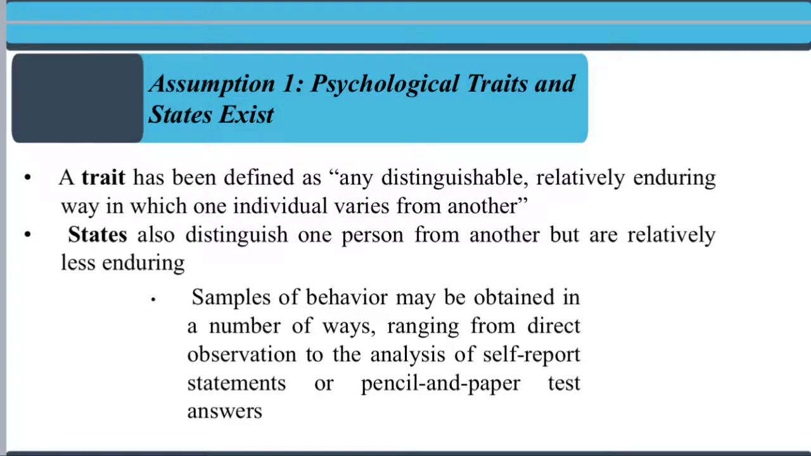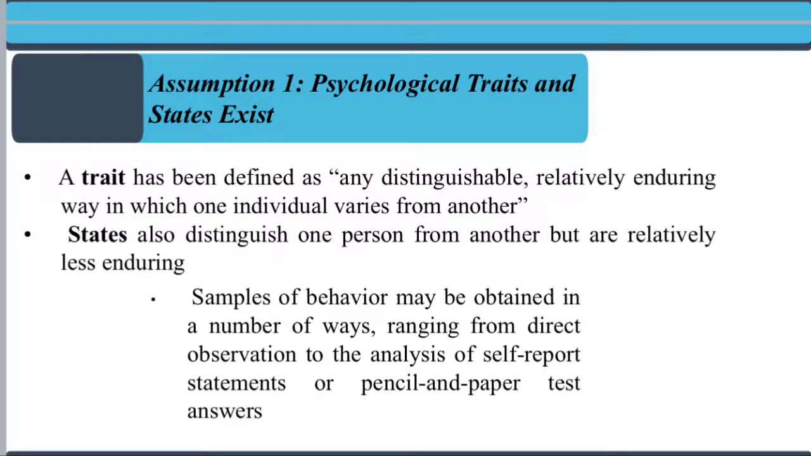So first, let's define what are traits and states. A trait has been defined as a distinguishable, relatively enduring way in which one individual varies from another, while states also distinguish one person from another but are relatively less enduring. So basically, traits and states are used to describe the unique characteristics of the individual. But a trait is relatively enduring. When we say relatively enduring, it can last for a long period of time. However, states are relatively less enduring, in which they last only temporarily.